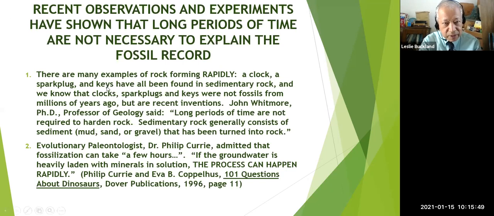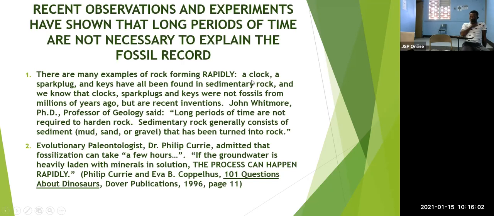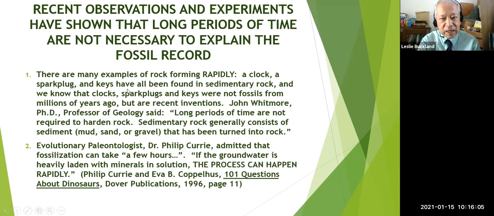And keys have all been found in sedimentary rock. What are they doing in there? If these rocks take millions of years to form, then how come we have never heard of modern day clocks and spark plugs and keys having been used millions of years ago? In fact, they couldn't have been that long, because even evolutionists don't believe that human beings were around millions of years ago. The most they have human beings around is about 300,000 years ago. Yet you have a clock, a spark plug, and keys, all in sedimentary rock.